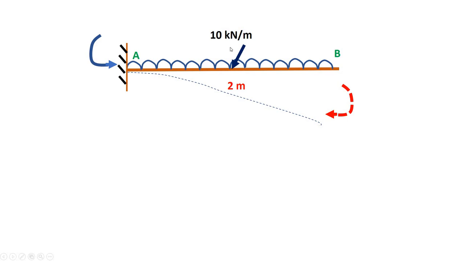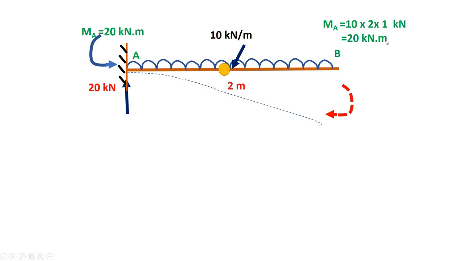Now what about the value of moment? Let us determine the moment at A, that is 10 into 2 into the perpendicular distance from the CG of the UDL, that is 1 meter, right? So the value is 20 kilonewton into meter and it is anti-clockwise, right? Now let us do the shear force diagram.